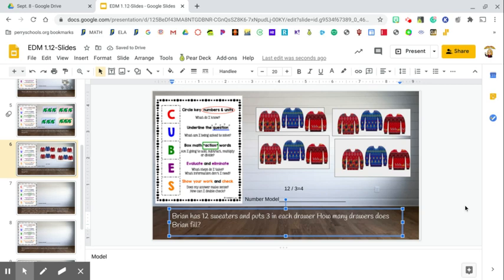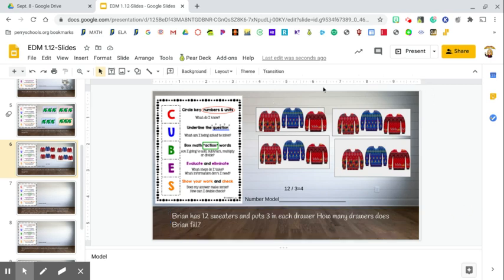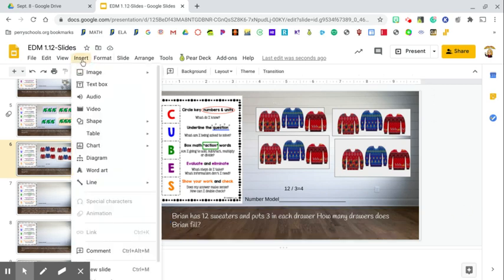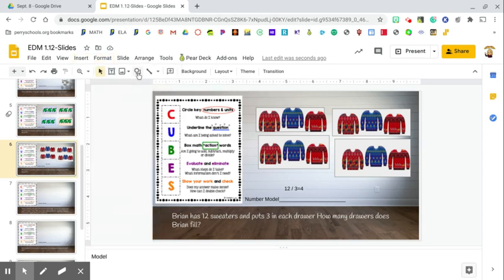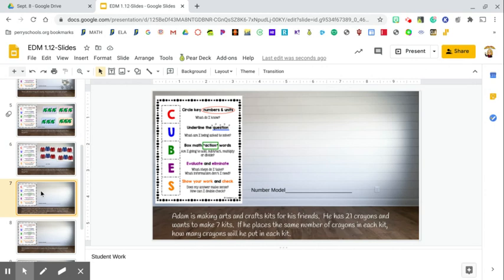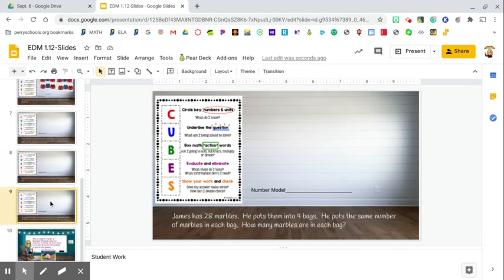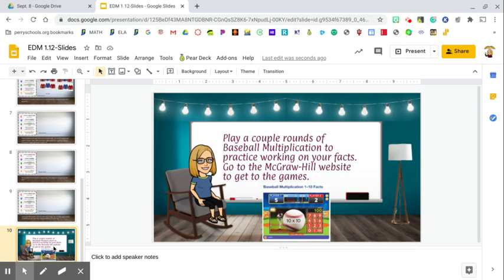You guys are going to do the same thing. Draw your pictures using your insert button, image, and then also using your shapes right here and your text box to get your typing. You have 3 problems. One about Adam, one about Beth, and one about James. After you complete that, you have your math boxes, and then your final thing is to play some baseball multiplication. If you have any questions, let me know.